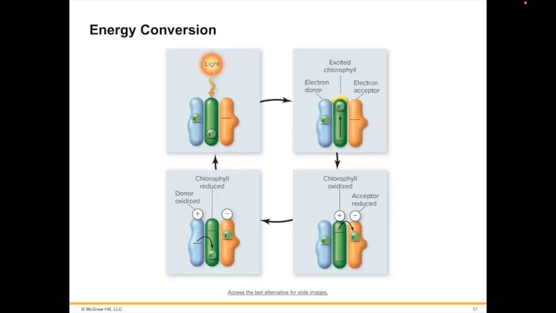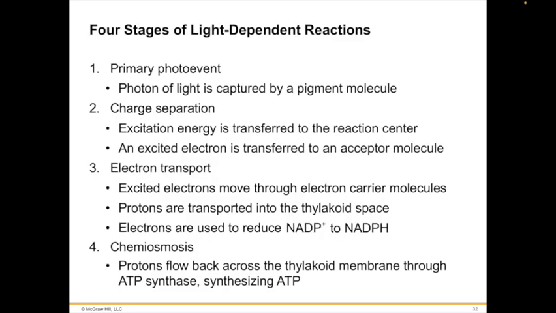So this is showing you when the chlorophyll in the reaction center absorbs a photon of light. 4 stages of the light-dependent reactions. As you've seen, the light-dependent reactions of photosynthesis occur in membranes. In photosynthetic bacteria, the plasma membrane itself is the photosynthetic membrane. In many bacteria, the plasma membrane folds in on itself repeatedly to produce an increased surface area.